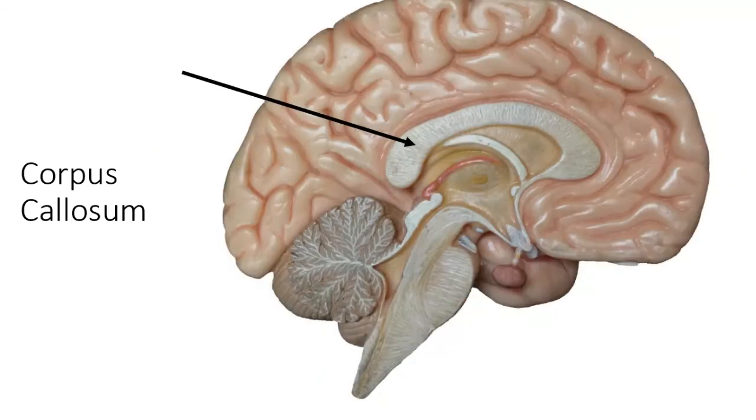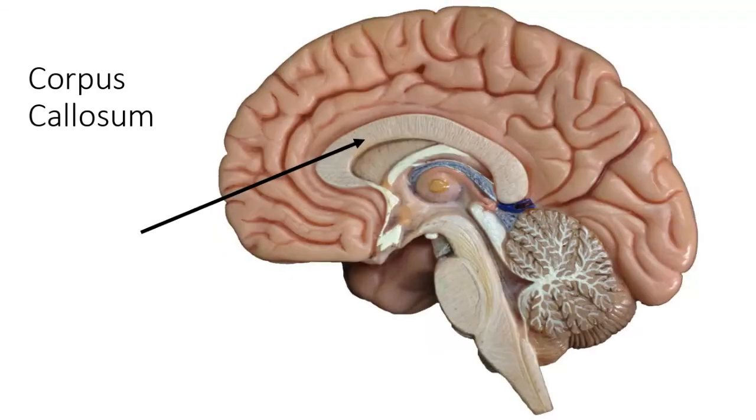Okay, so we've got our commissural fibers. This is the corpus callosum. This connects the right cerebral hemisphere to the left cerebral hemisphere. It's this whole structure right here, all of that. That's the corpus callosum. You can see it here on this model.